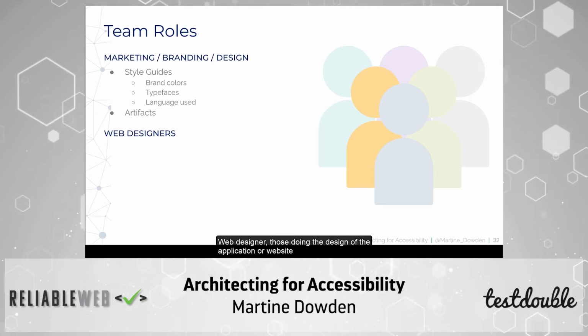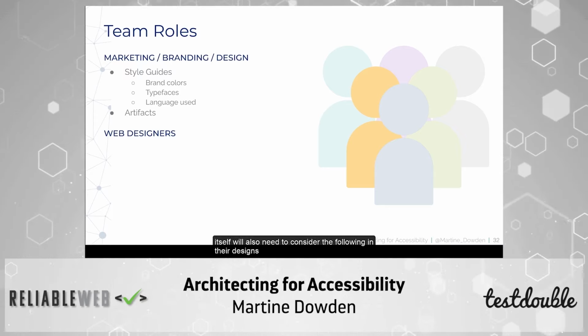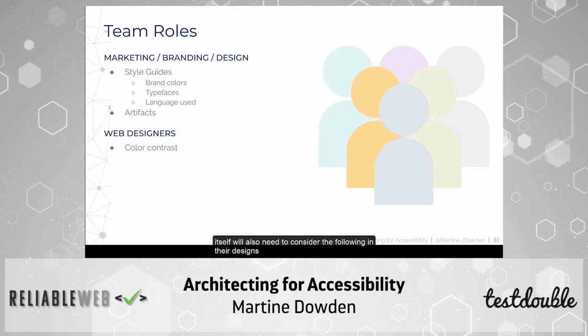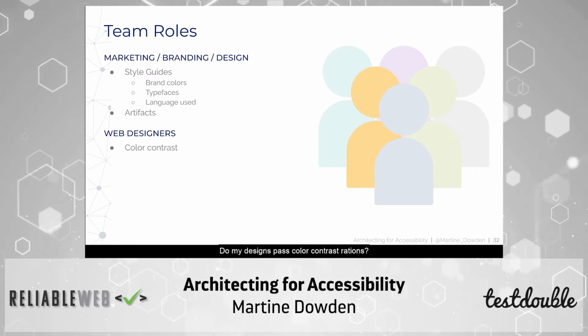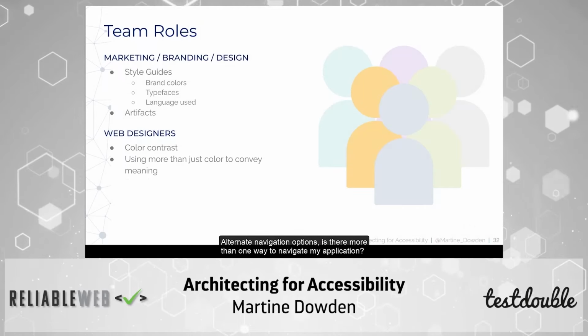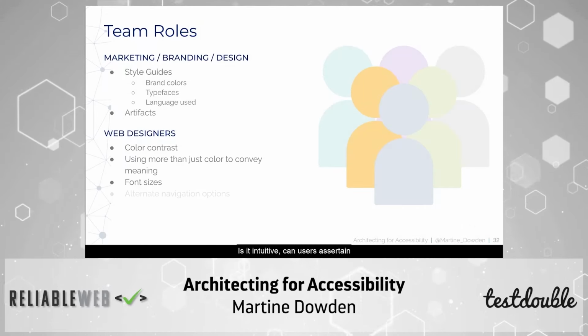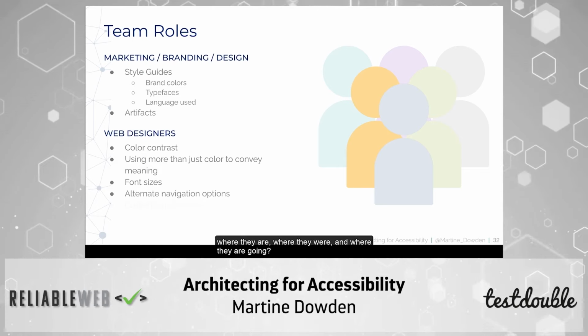Web designers, those doing the design of the application or website itself, will also need to consider the following in their designs. Do my designs pass color contrast ratios? Am I always using more than just color to convey meaning? An example of this would be form validation errors. Do I have red text under my form field, or something else as well to indicate that it is an error, such as an icon or the word error? Font size, is my text readable on small screens? Alternate navigation options, is there more than one way to navigate my application? Is it intuitive? Can users ascertain where they are, where they were, and where they're going?